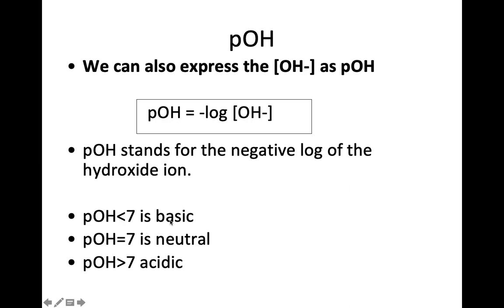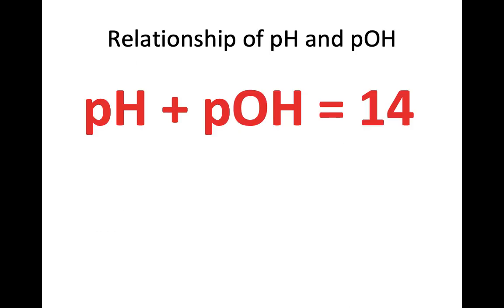If it's less than 7, it's basic. If it equals 7, obviously it's neutral. And if it's greater than 7, it's an acid. Isn't that the opposite of pH? Yes, it is. And you'll see why in a second.